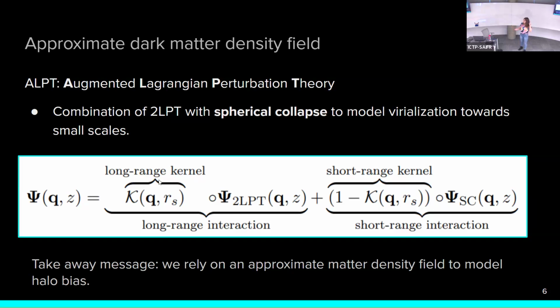You can, for example, fit this smoothing radius by looking at the correlation between this approximate dark matter density field and the one from the n-body simulation, and optimize that to choose the smoothing radius. So the takeaway message here is just that we're going to use this approximate density field.